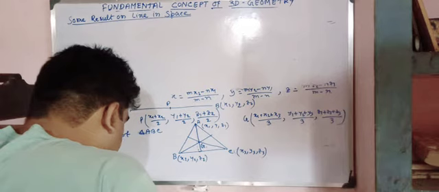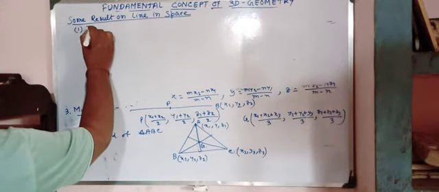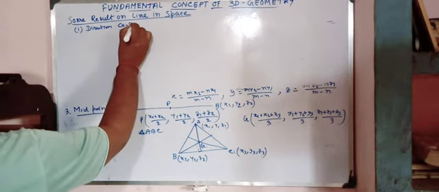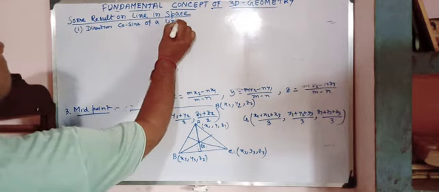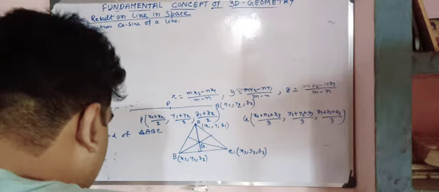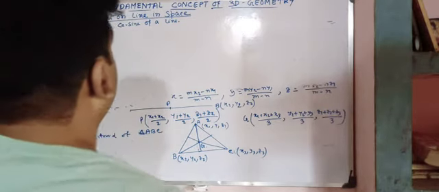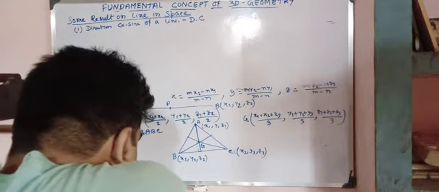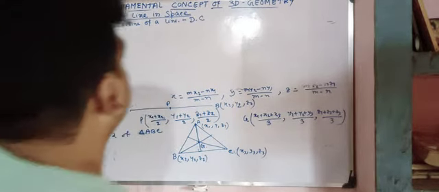First is the direction cosine of a line. Now, what is the direction cosine of a line, or DC of a line? If a line makes angles alpha, beta, gamma with the x-axis, y-axis and z-axis.